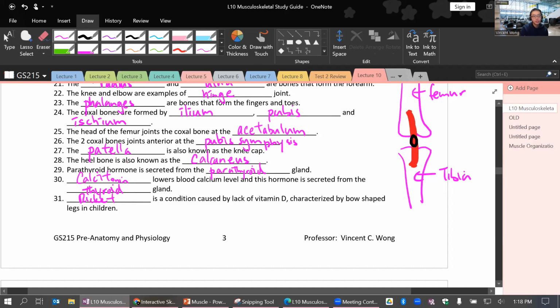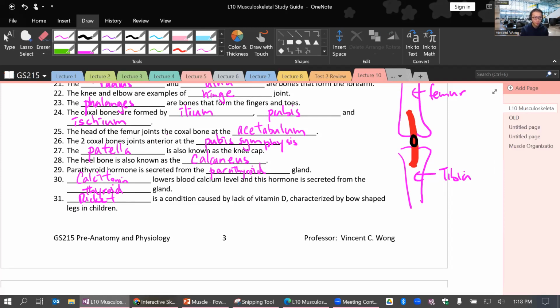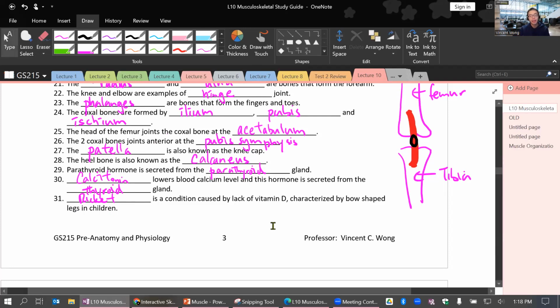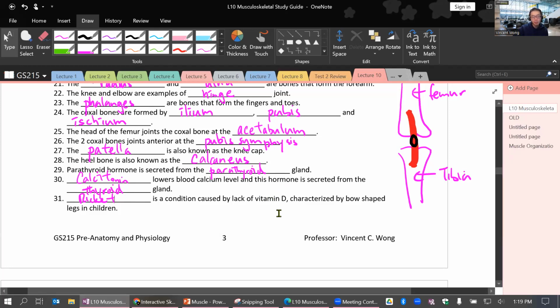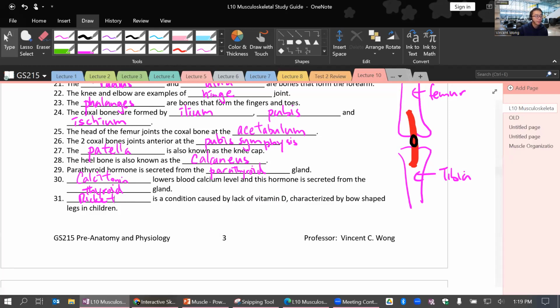Rickets is a condition caused by lack of vitamin D. Without vitamin D, you cannot absorb calcium too well, and that could lead to weakening of the bones. If this occurs in early childhood development, then the bones will be so weak that they cannot support the weight of the child, and then their legs become bowed. That's why the Canadian Pediatric Society recommends taking vitamin D supplements, especially if your baby is born in the winter, where there is not a lot of sunlight.